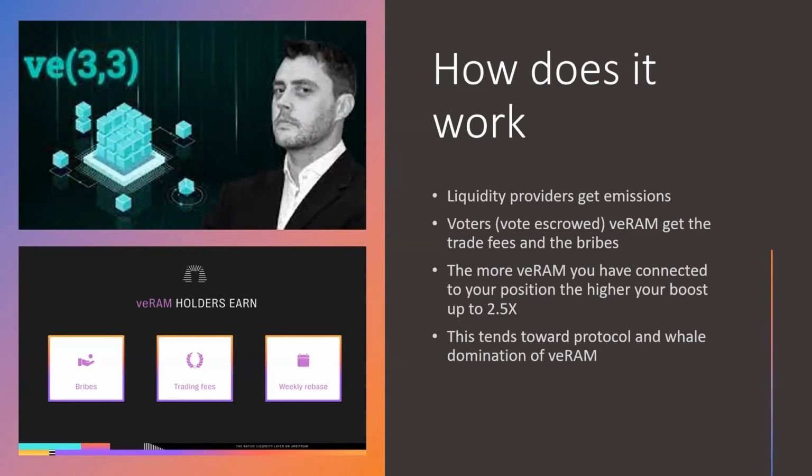Now, if you look at the bottom left, hopefully that gives a good summary of what the VRAM holders earn. They'll get any bribes that are posted on specific fees. They'll get the trading fees, as well as the weekly rebates, which is all fairly standard for Solidly forks. The LP earners themselves will usually get quite a lot, generally very high APRs actually across a variety of pairs.